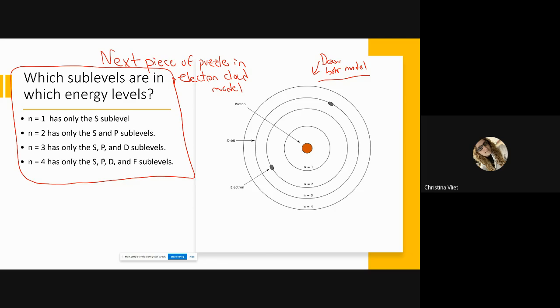Remember, energy level 1 represents lowest energy. Energy level 2 is higher energy. Energy level 3 is higher energy. And energy level 4 is even higher energy. As you get farther away from the nucleus, the energy increases. That's one thing to be aware of.